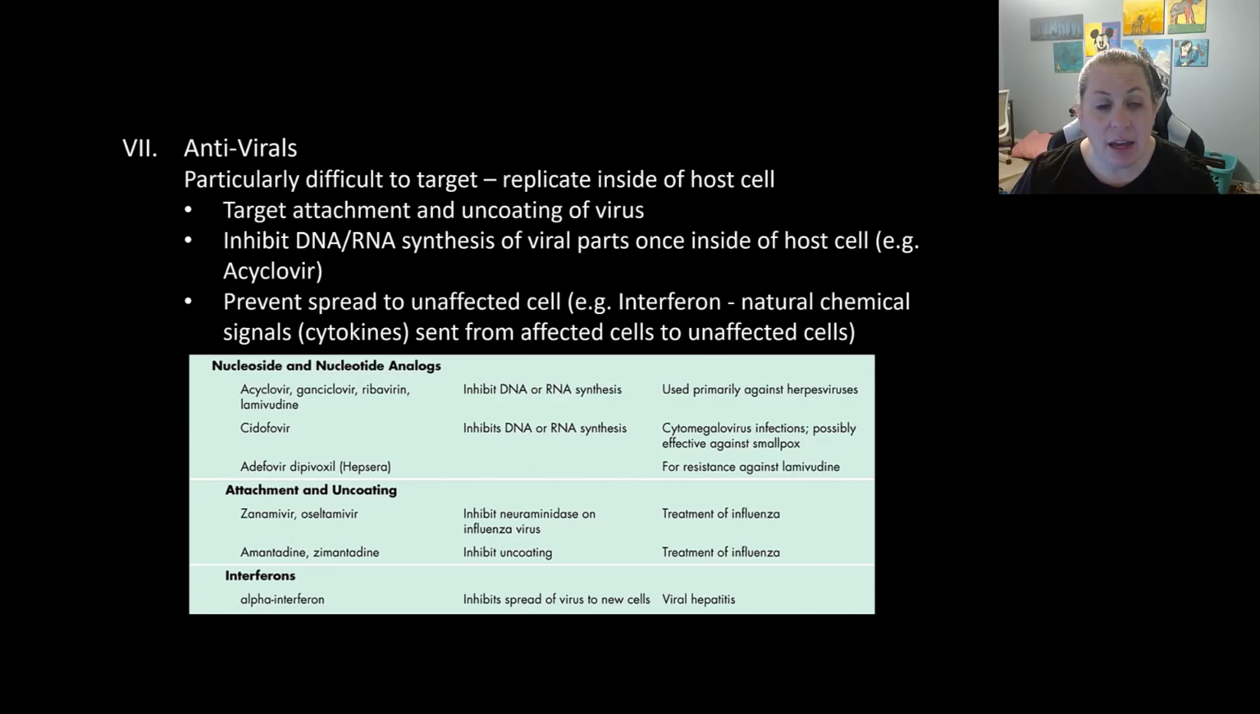We also see other antivirals could prevent the spread to unaffected cells. Interferon is one in our body that does this naturally. It's a natural chemical that's given off. It's called a cytokine. And this happens when one cell gets invaded by a virus. It'll send this signal out to tell the other cells to protect themselves. It's kind of almost like a silent alarm in a bank. It's given off, and so the proper authorities are drawn in, and the other cells are then hopefully going to have a better defense against the virus. And so these are just some of those examples.